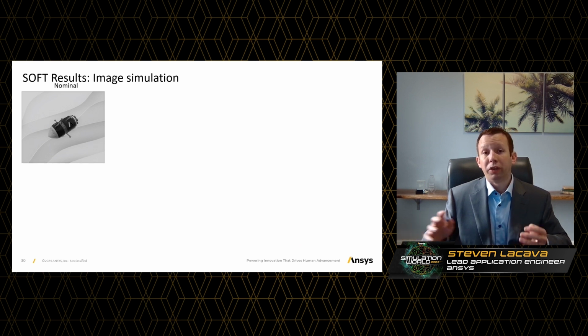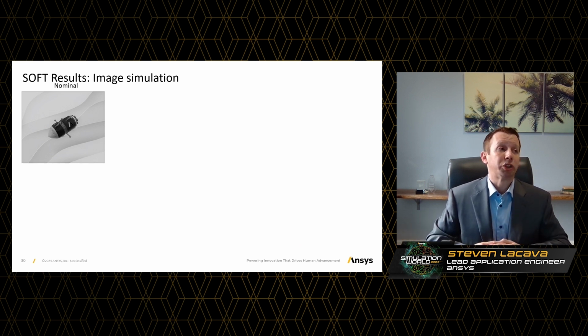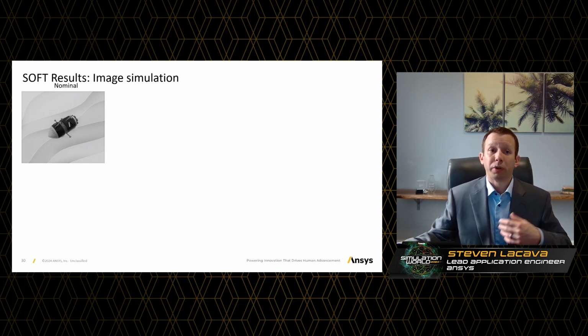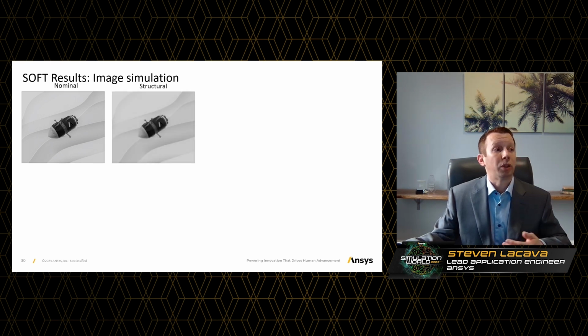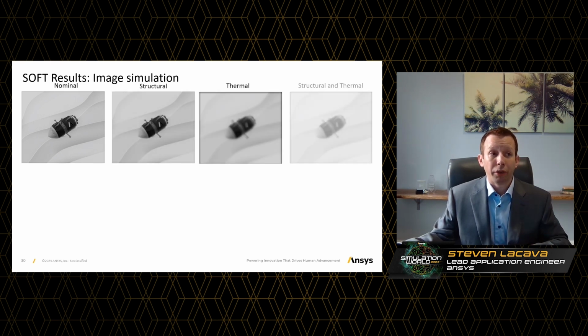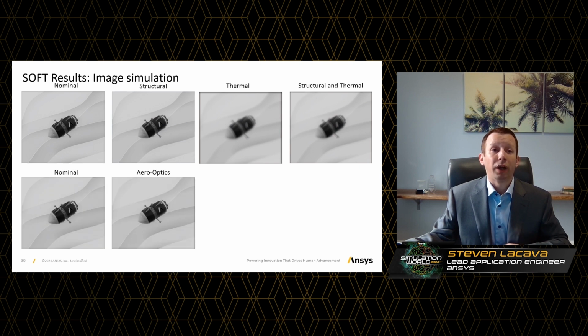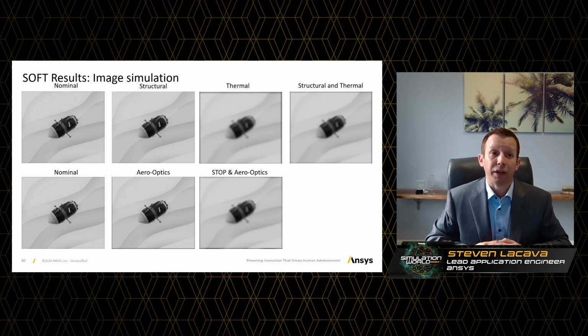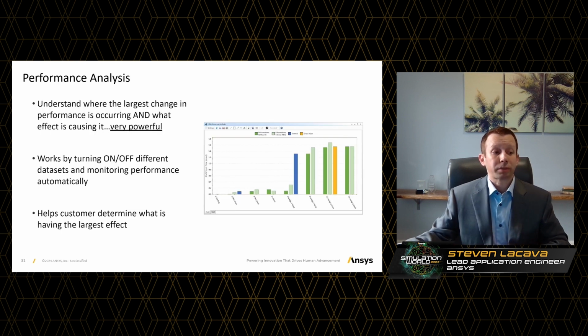And then the real power is we have the ability to turn these things on and off at will. So we can look at things like the thermal and structural separate, the aero-optic separate, and put it all together. So we can look at the nominal, the structural, the thermal and structural together. And then we can also look at that with the aero-optics, and then the aero-optics and the stop analysis combined in the system and see the effects.